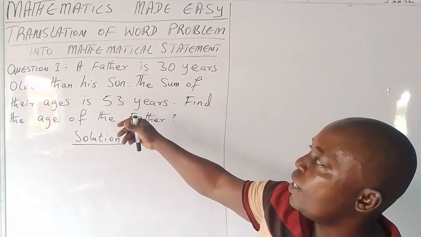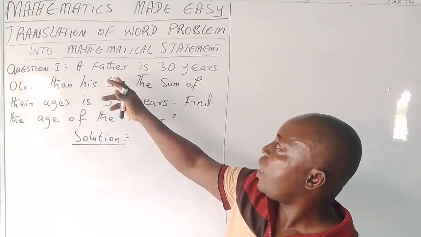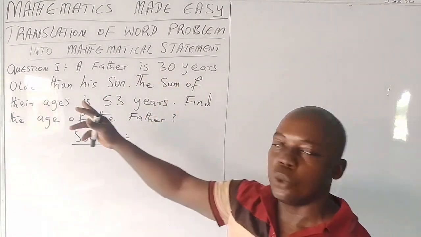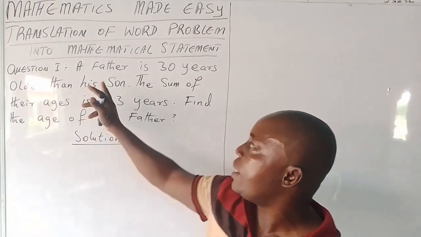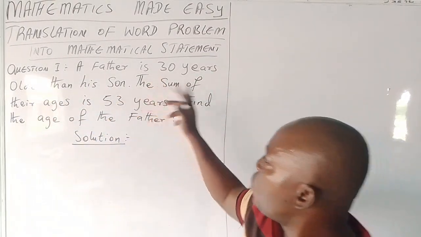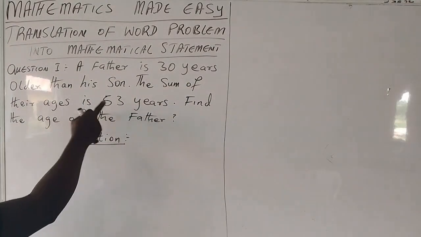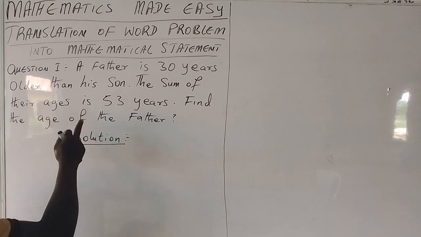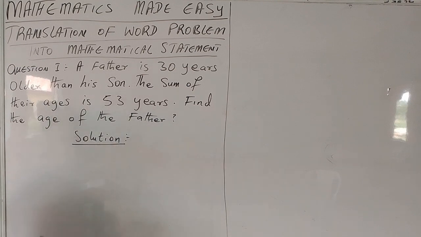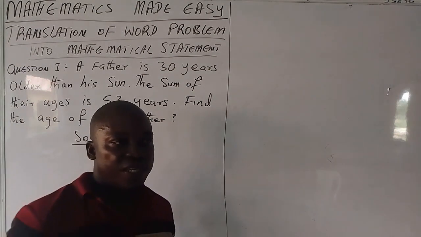Looking at this question here, we have: a father is 30 years older than his son. The sum of their ages is 53 years. Find the age of the father. We are to find the age of the father.